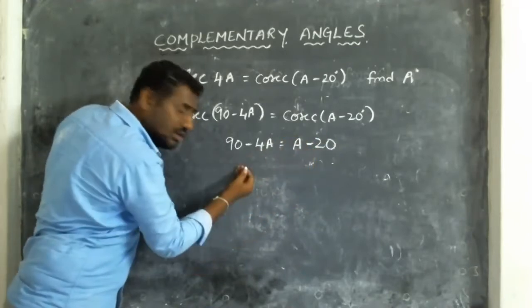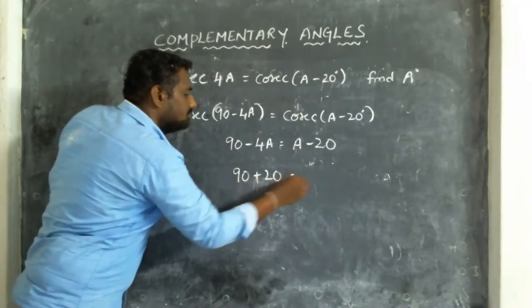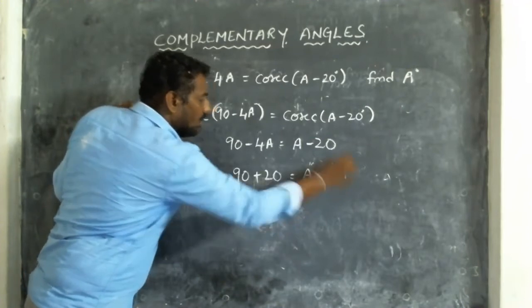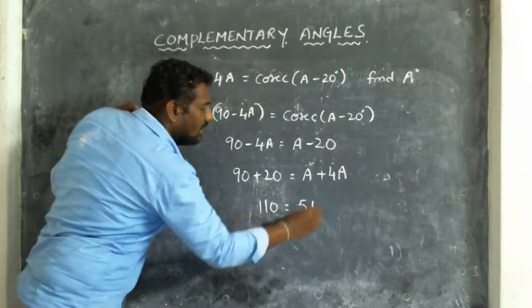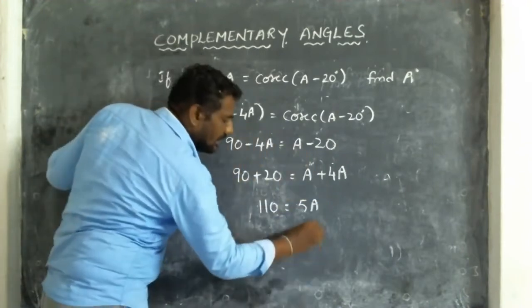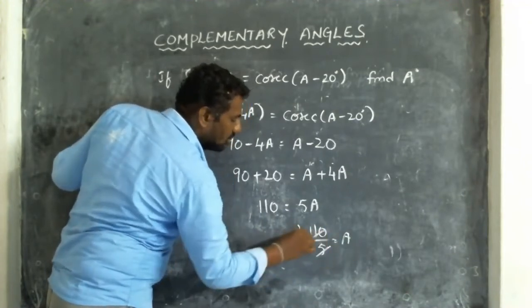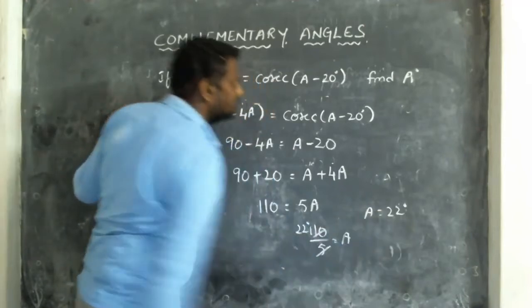When you bring minus 20 to the left side, we get 90 plus 20. Take minus 4A to the other side, it becomes plus 4A. 90 plus 20, we can write it as 110 equal to 5A. Now you take 5 to the denominator, we can write it as 110 by 5 equal to A. That is 22 degrees. Finally, I got A equal to 22 degrees.